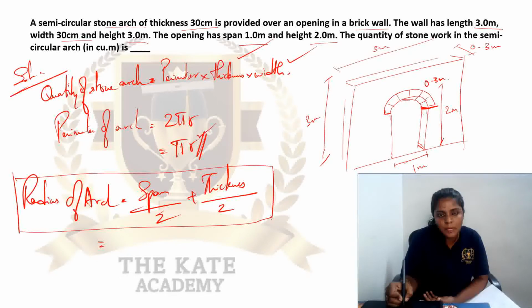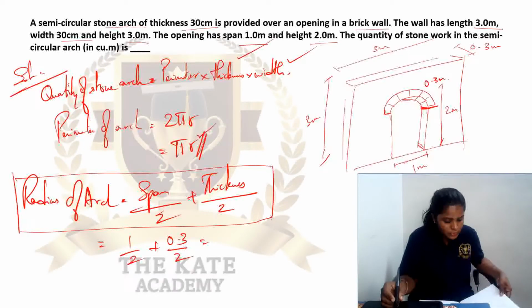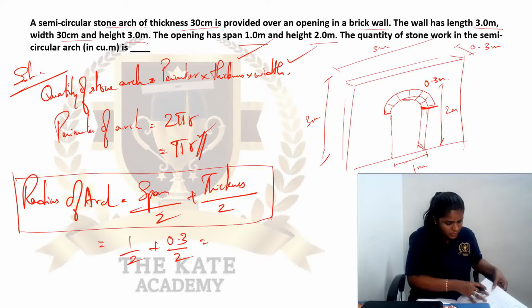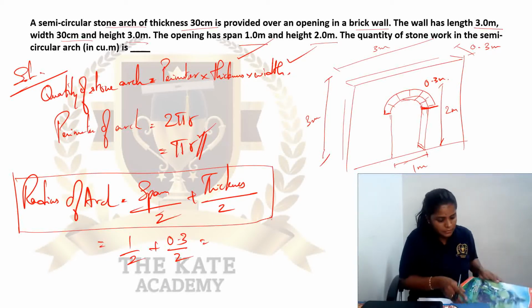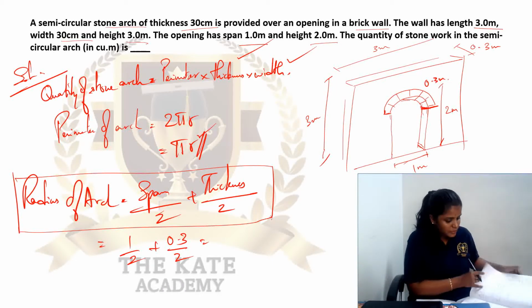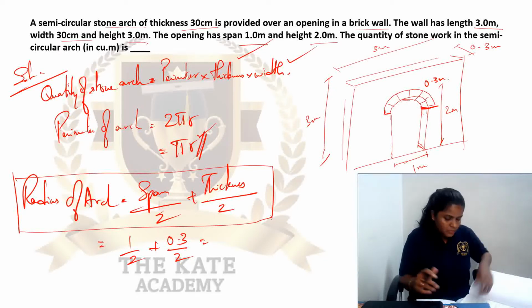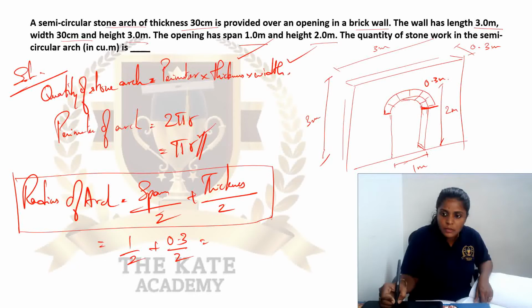Span over here is 1 meter. So 1 by 2 plus thickness is 0.3 by 2, which gives you an answer of 0.65 meters. Alright.